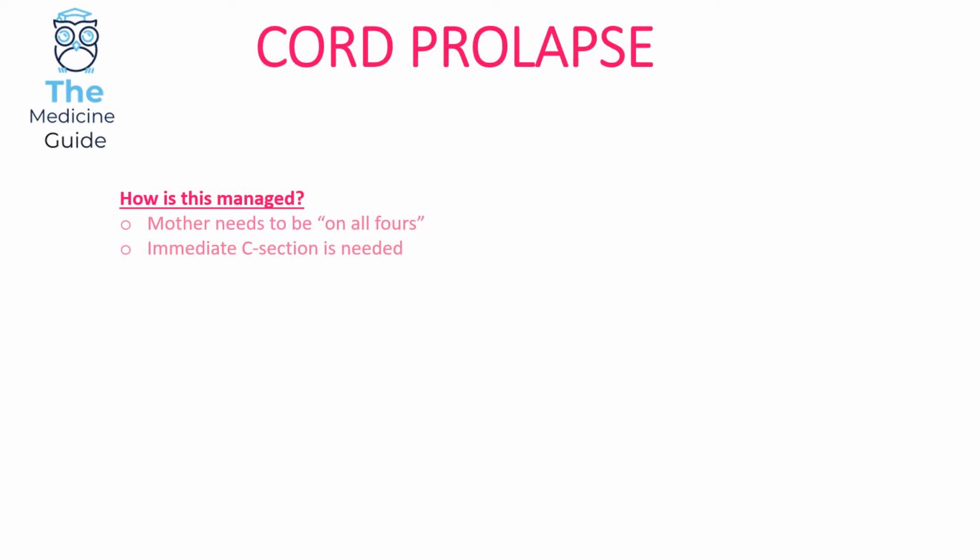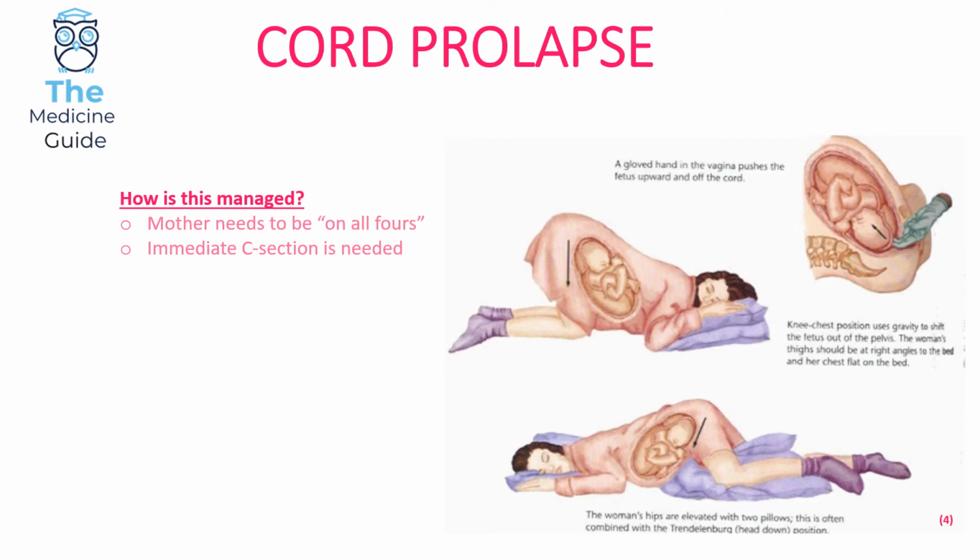So let's focus on the management. So the immediate management is that the mother needs to be on all fours, and this may sound a little bit ambiguous, but on all fours relates to this picture that you can see on the right. So essentially, the woman's hips are being elevated, and the whole purpose of doing this is that it allows the baby to be shifted off the pelvis to reduce any cord compression.